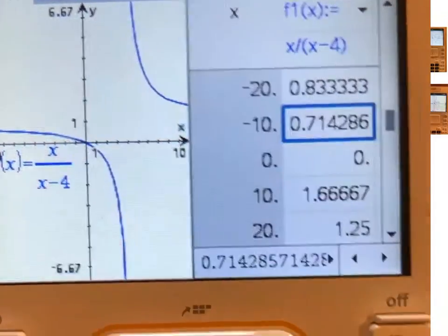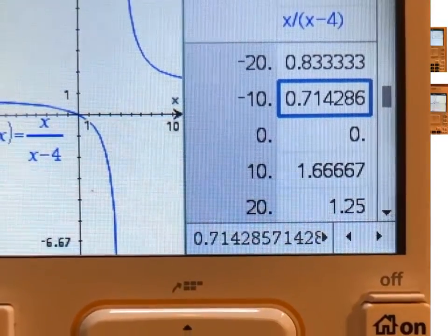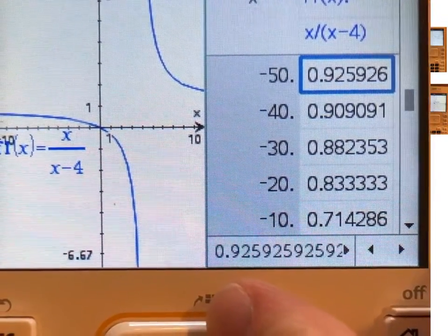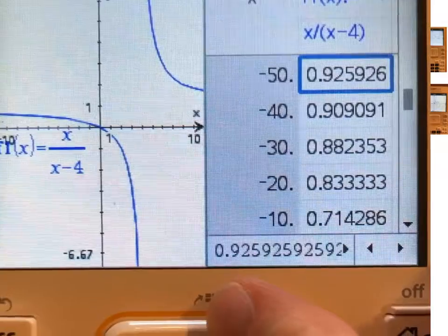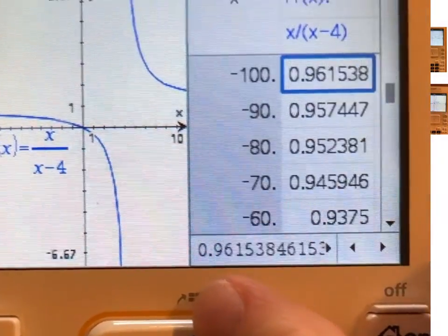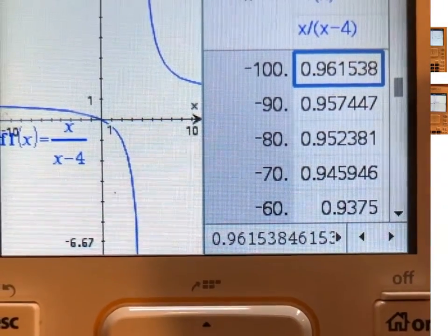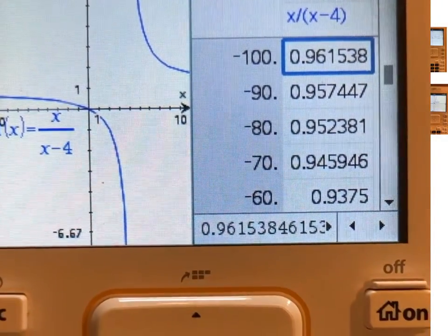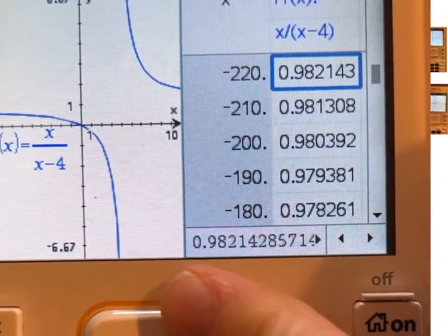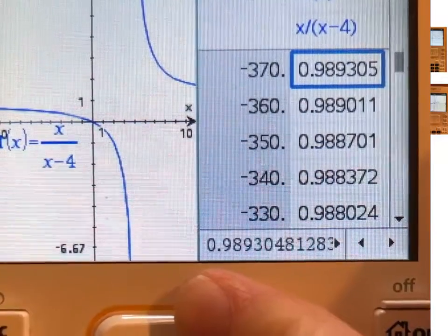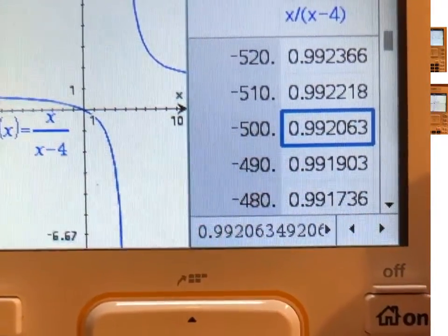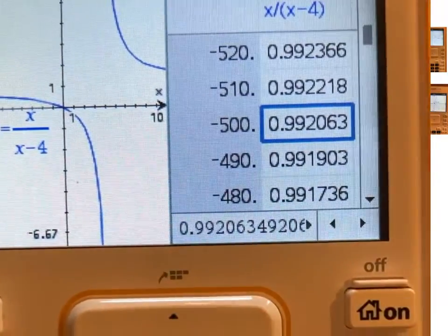So now I can scroll up to negative 10 and get 0.714. And then let's go to negative 50. My y value is at 0.92. Negative 100, 0.96. I'm getting closer and closer to 1. And then let's go all the way up to 500. Now it's not too far to scroll since we're only going by tens. 0.99. So it looks like we're getting closer to 1.